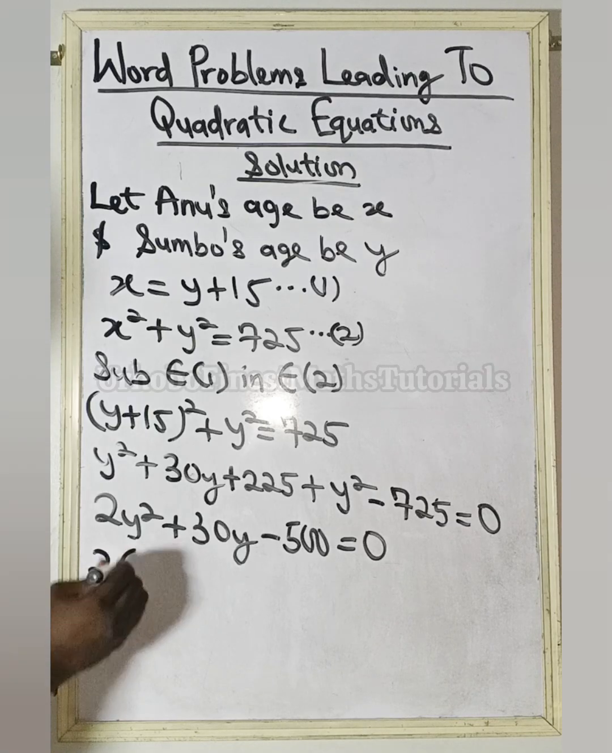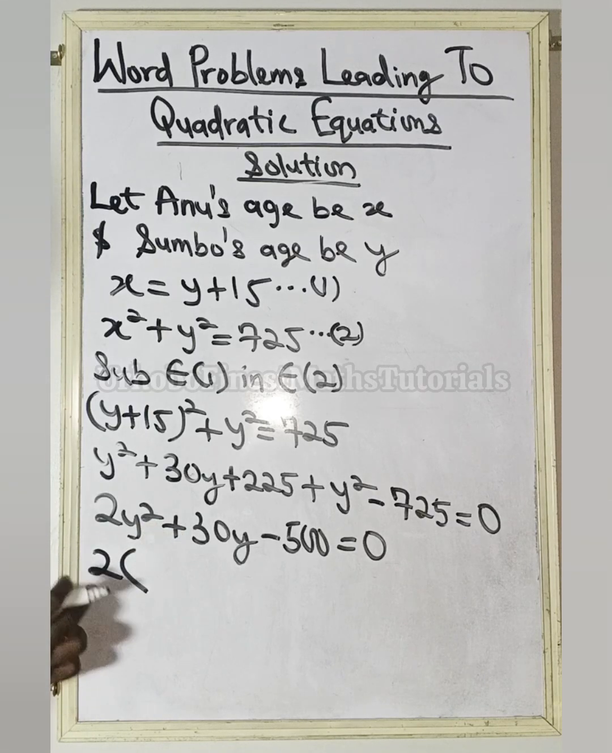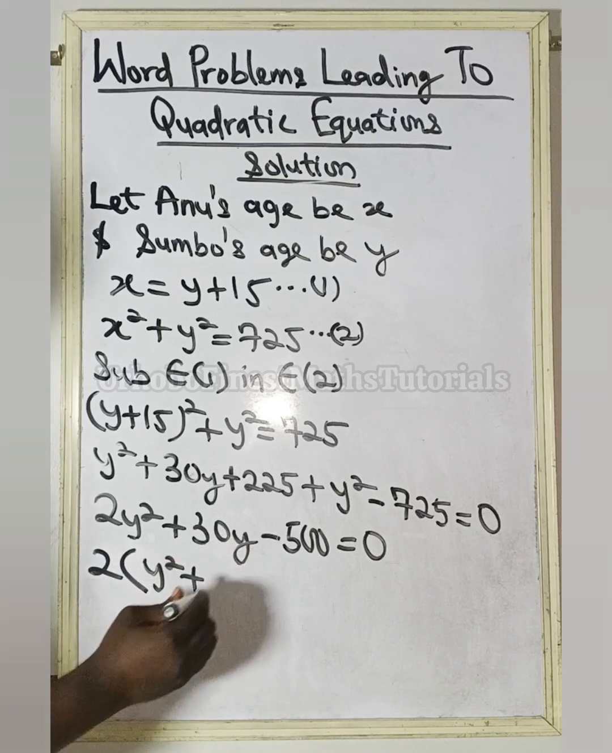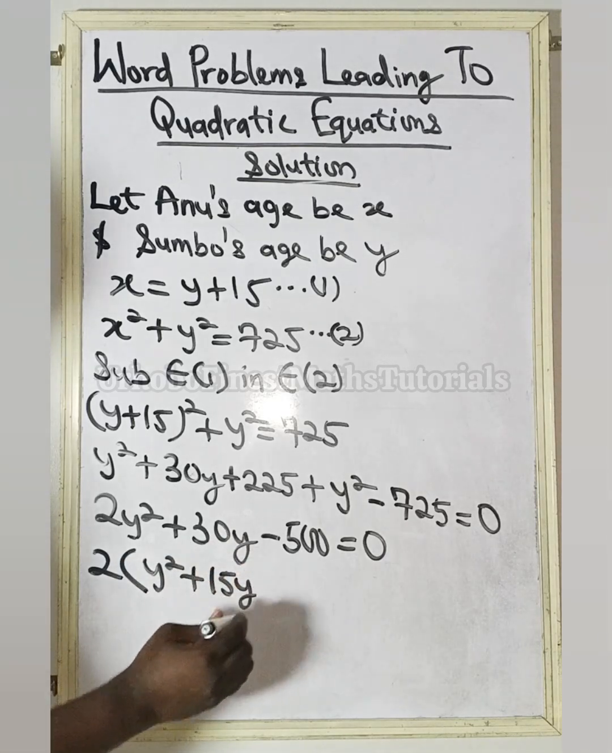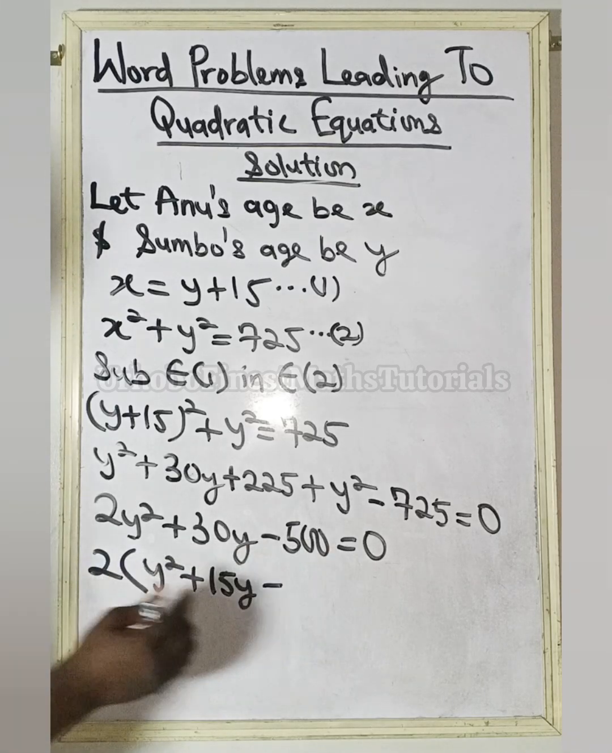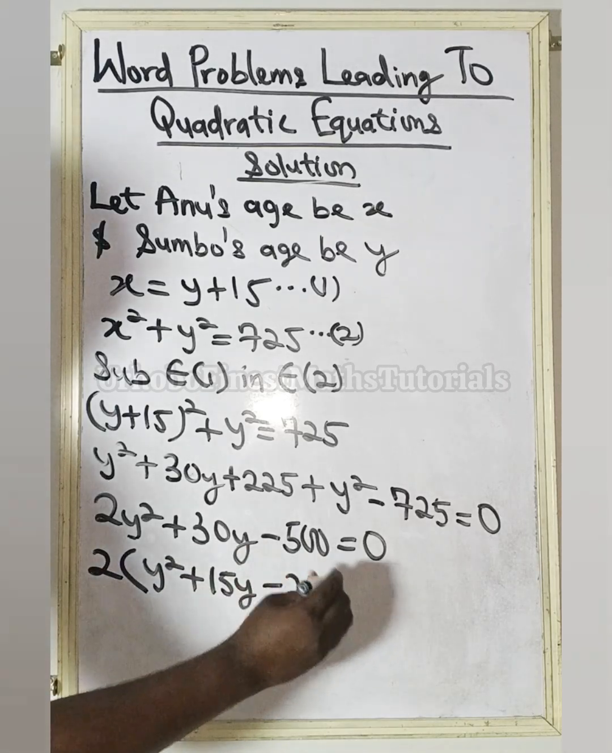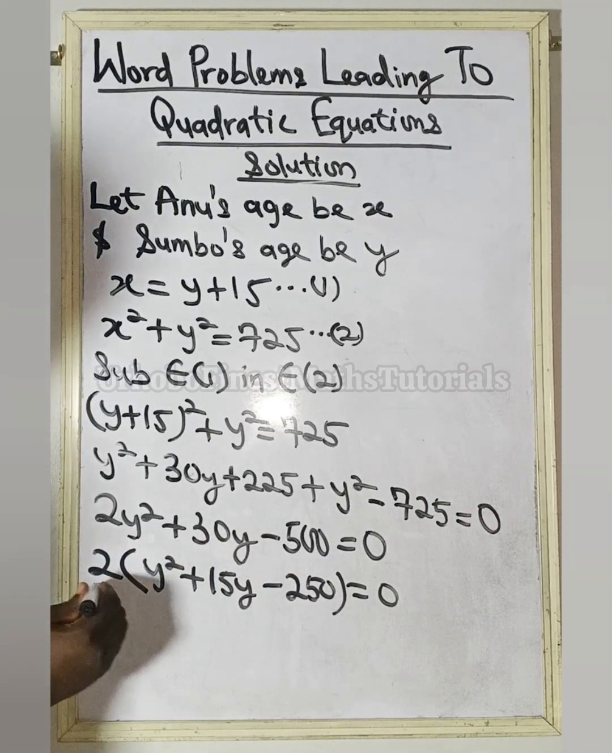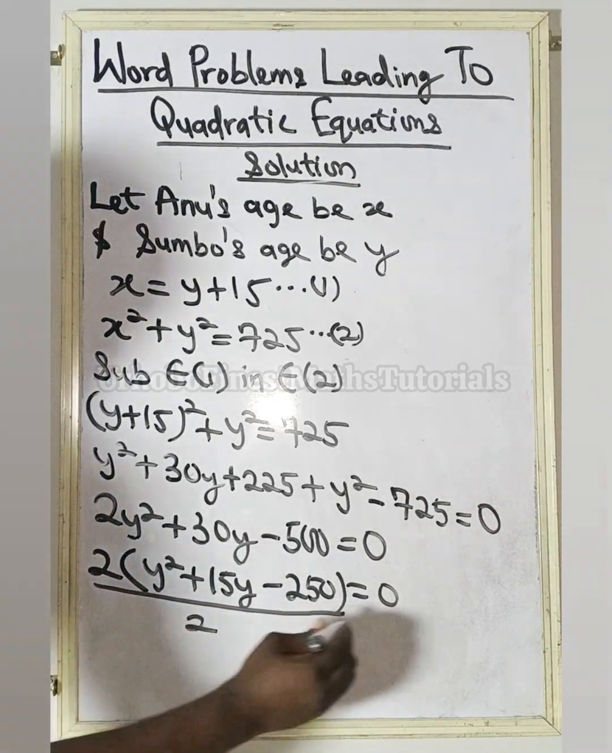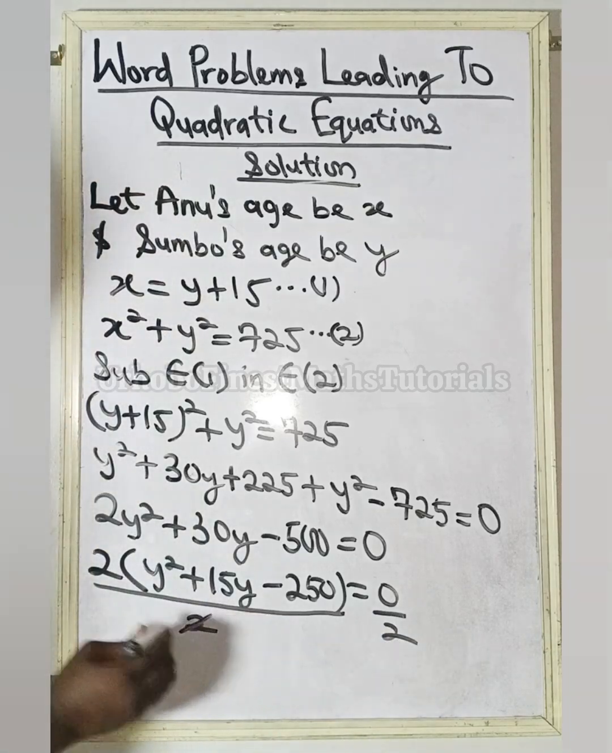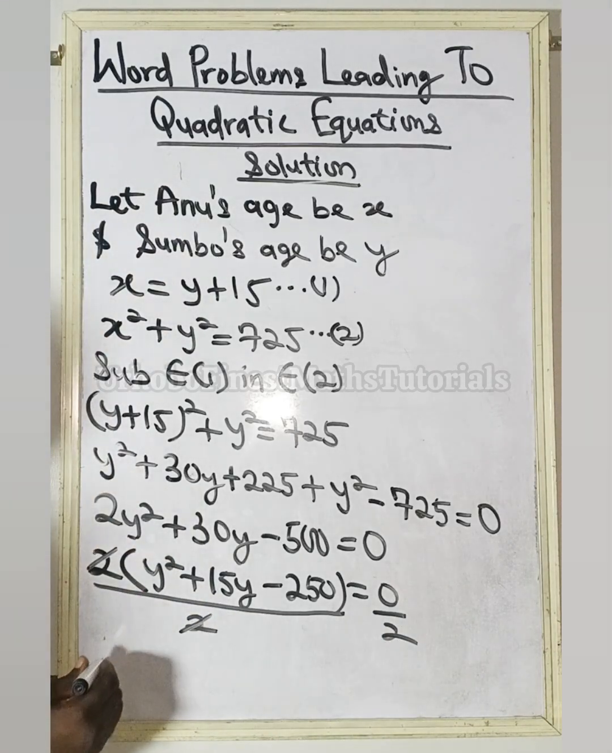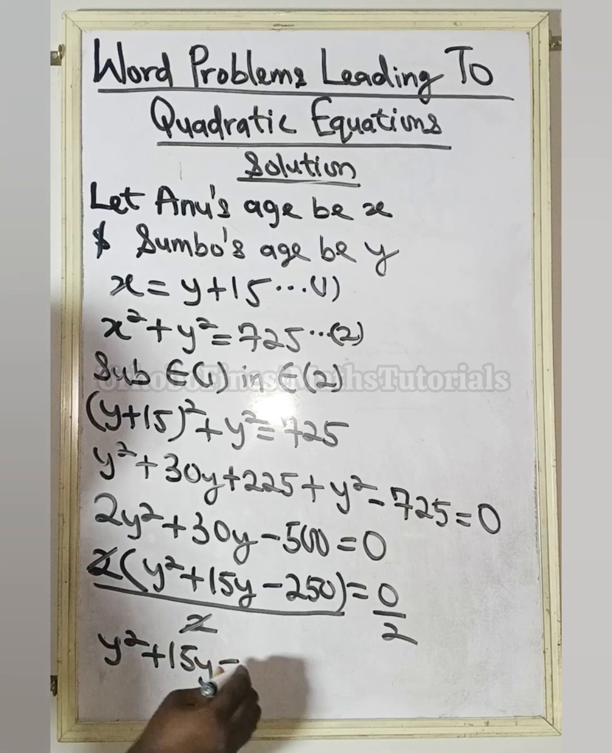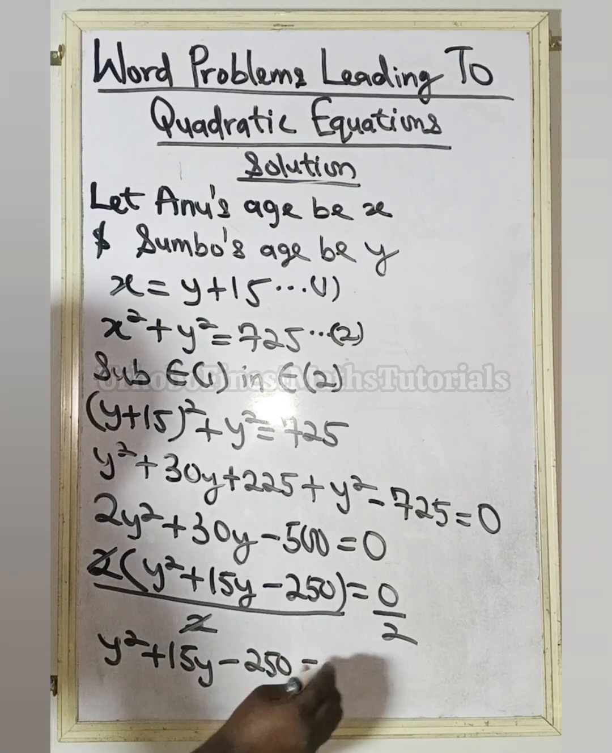So if I bring 2 out, open your bracket, 2y squared divided by 2, you'll be left with y squared, plus 30y divided by 2, that will be 15y, minus 500 divided by 2 is 250, and everything here equals 0. Okay, so at this point you can divide both sides by 2. Divide here by 2, so this and this will cancel out. So you are left with y squared plus 15y minus 250 equals 0.